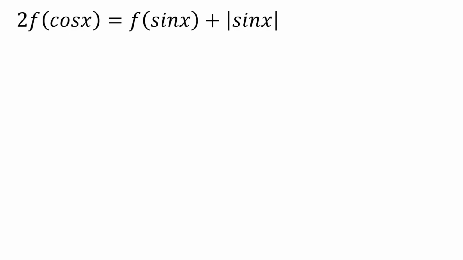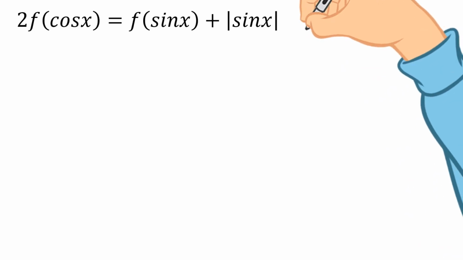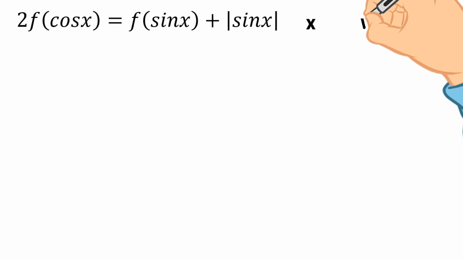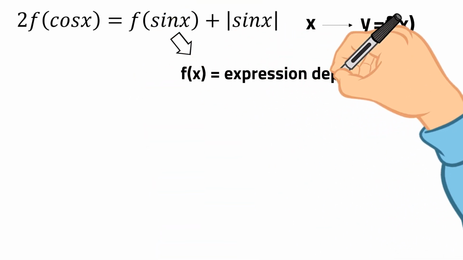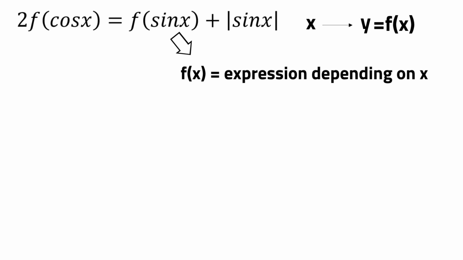Roughly, we can define a function as a relation or a rule that associates each element of the first set x to a single element of the second set y. The rule is named, for instance, f, and elements of the second set are often named f of x. Therefore, now it's clear that in order to define a function, we should end up in a form like this, where we have f of x on the one side and the expression depending on x on the other side.